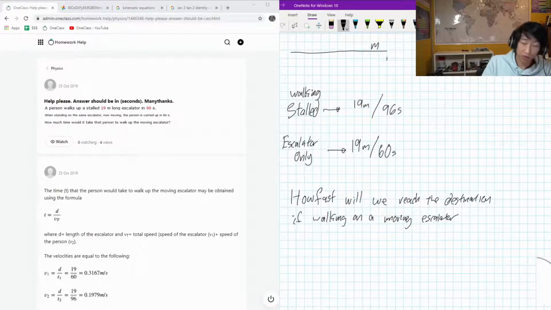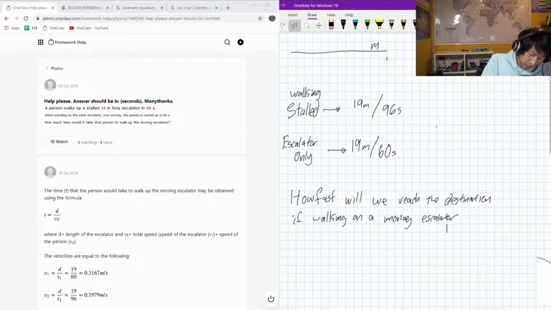Okay, so essentially what we're going to try to do here is find our walking speed, find our escalator speed individually, add them together, and that will be our walking on escalator speed. And using that and the distance, we could easily figure out exactly how long it's going to take if we're walking on the escalator. And I'm going to expect that it's going to be less than both of these. It's going to be less than a minute.